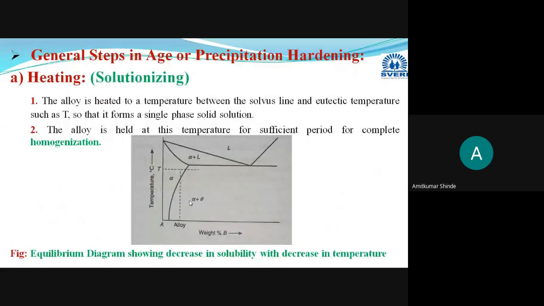That is the general steps in the age hardening process or precipitation hardening process. The steps I am explaining here are the steps involved in the artificial aging process. Wait for 1 minute.